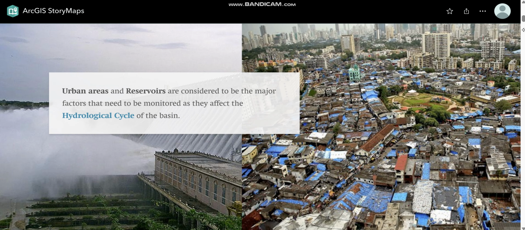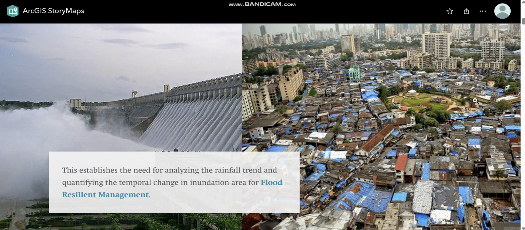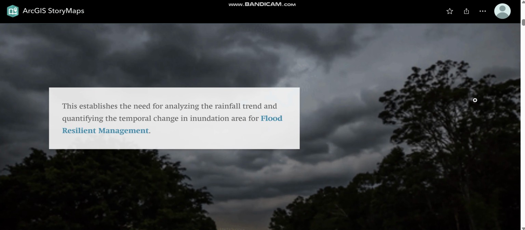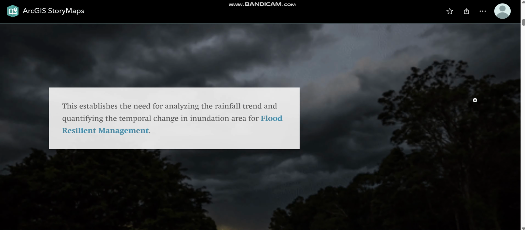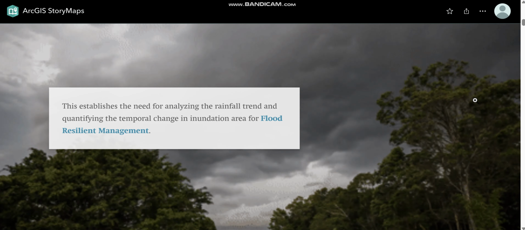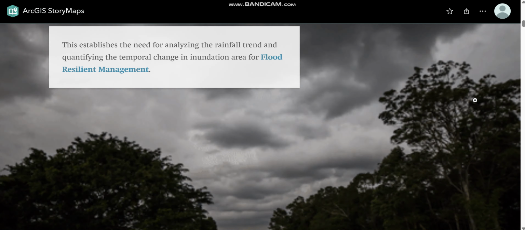So urban areas and reservoirs are the two major factors that need to be monitored as they affect the hydrological cycle of the basin. This establishes the need for analyzing the rainfall trend and quantifying the temporal change in inundation area for flood resilient management.